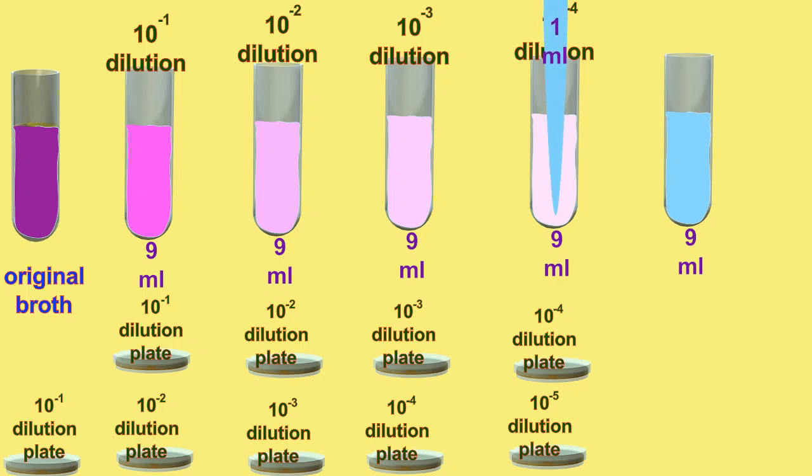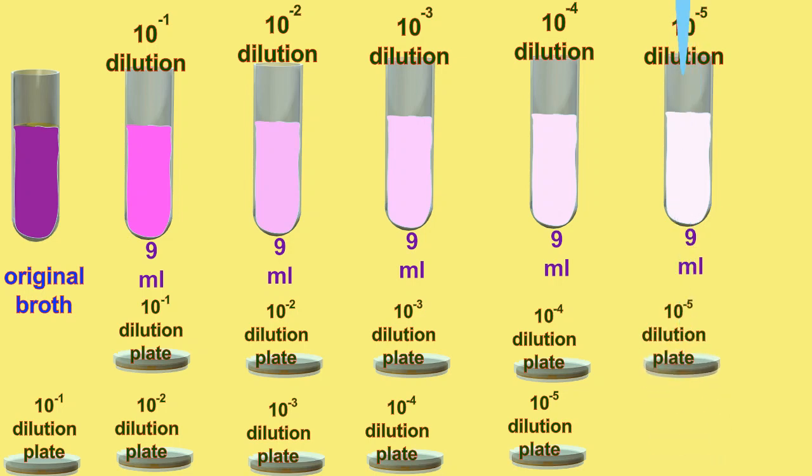A milliliter from the 10 to the minus 4 dilution tube added to 9 milliliters of water would create a 10 to the minus 5 dilution tube, and this could be used to create a 10 to the minus 5 dilution plate with 1 milliliter, or a 10 to the minus 6 dilution plate with 1/10 of a milliliter. And the dilution series could obviously be continued to create greater and greater dilutions.